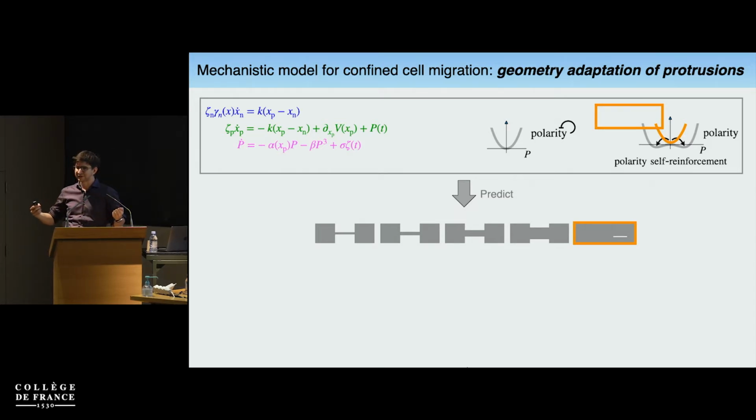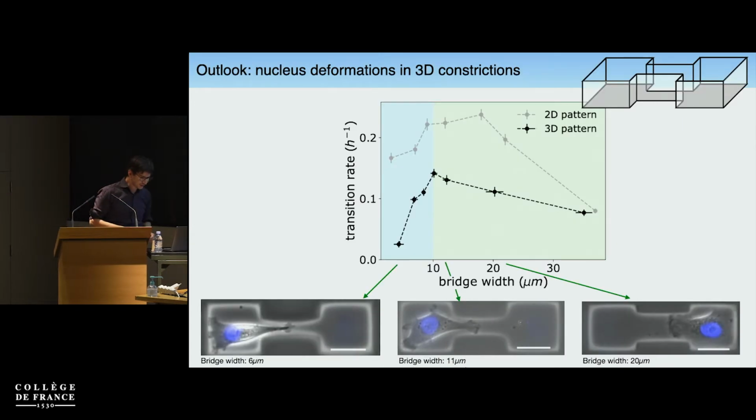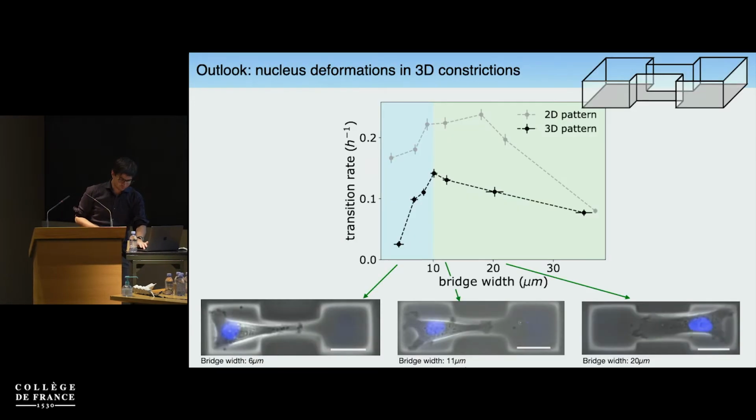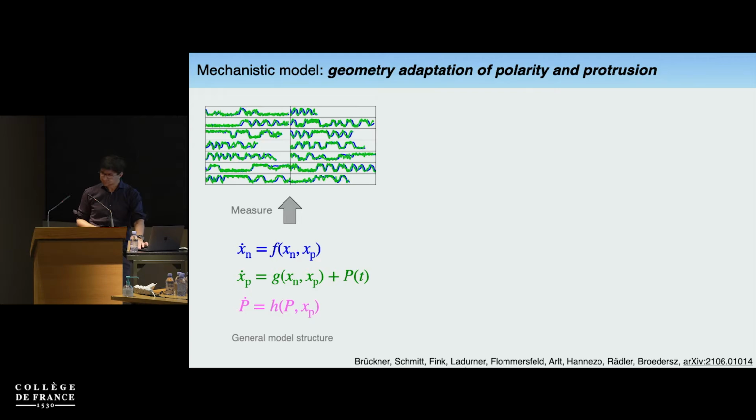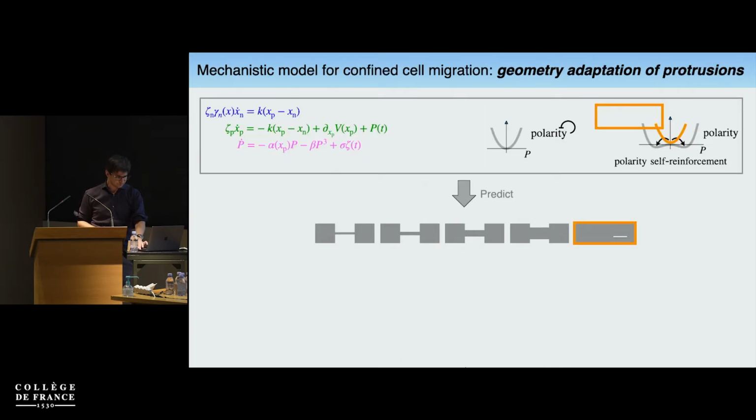You either lengthen the bridge or you change the width of the bridge. And the model makes very specific predictions about how the cells should behave that we can then test against the data. Unfortunately, the slide got messed up completely, and I can't show you the actual results, but please have a look at the preprint where we go through this in detail.